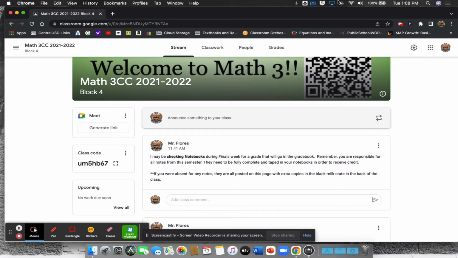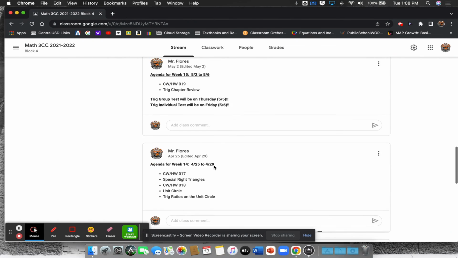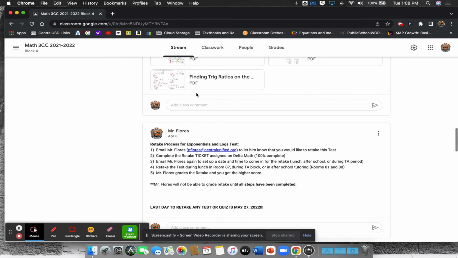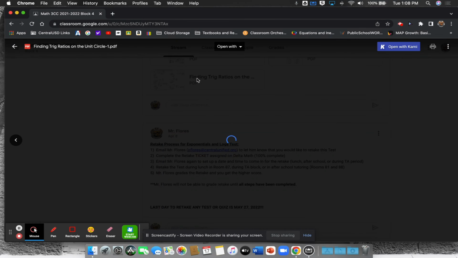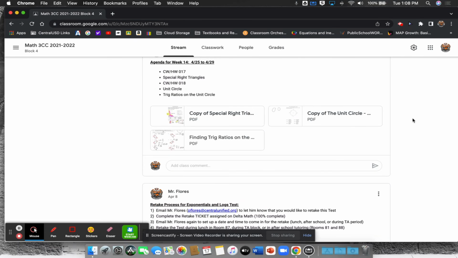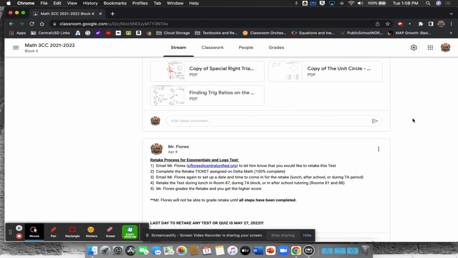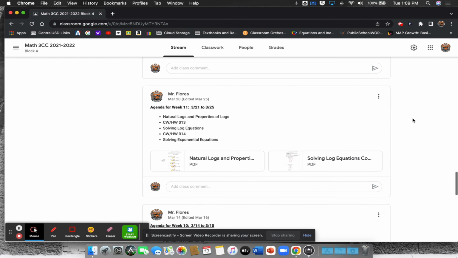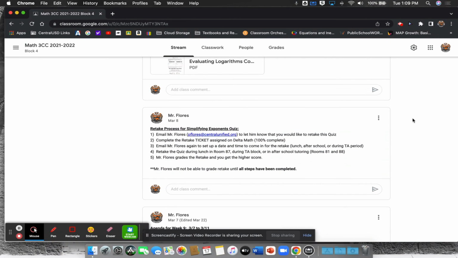"I was absent" doesn't count because you know what to do if you're absent. Go get an extra copy from the back. Go to Google Classroom. Pull up the notes that you need, wherever the notes are that you need, and copy it down. Because you might be like, well, why do I need these notes from Trig? We already finished them. Well, we're not finished with them because you're going to see them on the final. All of this stuff from this semester, you're going to see on the final again. Just because we're done with it, we've taken the test, doesn't mean we're done with it completely.